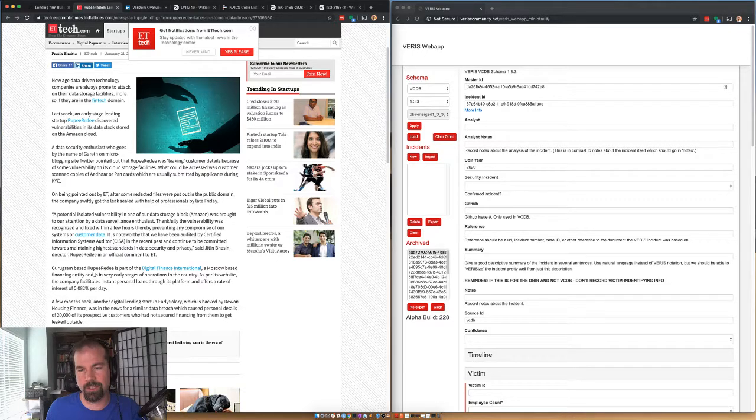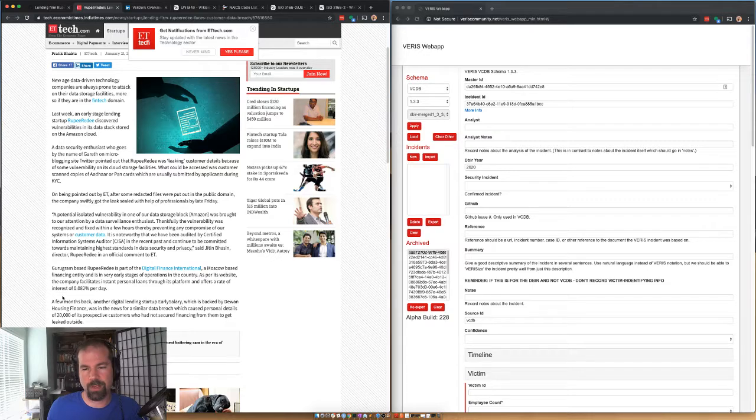Part of the digital financial international, Moscow-based financing entity, and it's in the very early stages of operations in the country. So, this is going to be an interesting company to try to figure out. It looks like a company owned by a Moscow company to do finance in India, maybe.